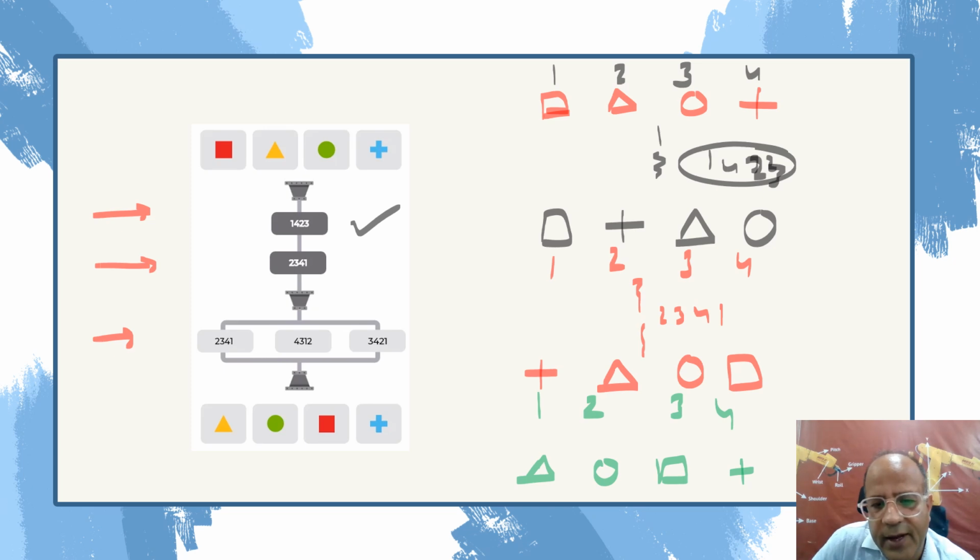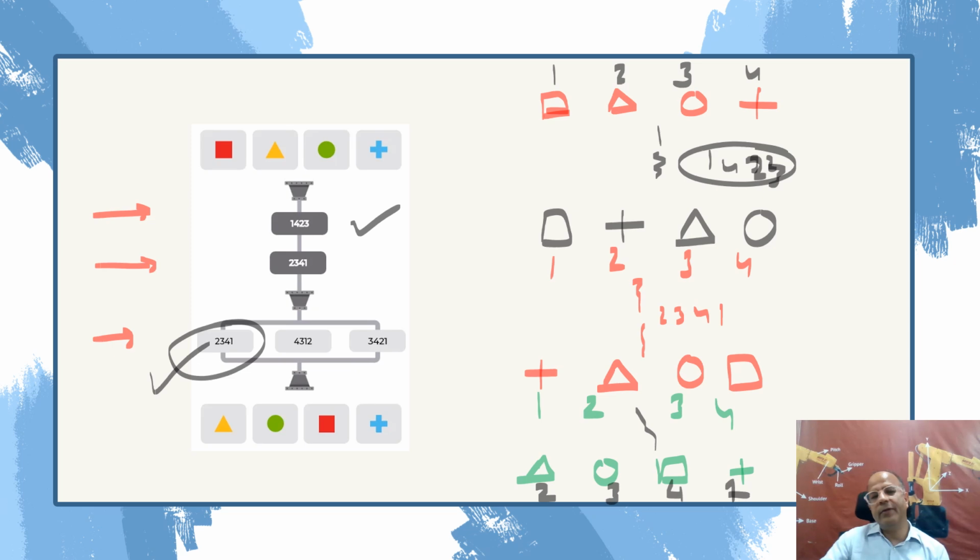My numbering was, triangle over here is 2, so it is going to be a 2, circle over here is a 3, and a square is a 4, and this is a 1. So my answer is going to be 2 3 4 1. 2 3 4 1 is this one, so this is going to be my answer. Are we getting this? Let me repeat it.